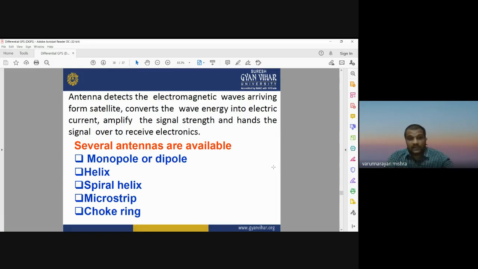The wave energy is converted into the signal that is detected by the receiver electronics, that is, the system in the GPS receiver. Several antenna types are available. Monopole is the widely used antenna type, but several advanced GPS receivers are now using the spiral helix antenna. But these kinds of GPS receivers are very costly.